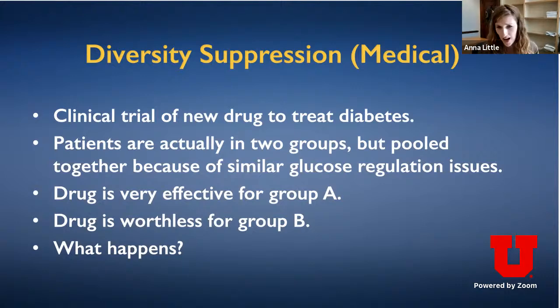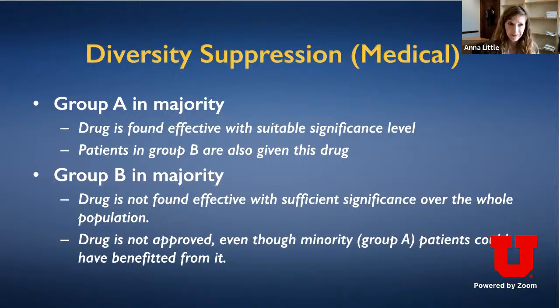What's going to happen in this clinical trial if those groups are really unbalanced? So let's say that group A is in the majority. So they comprise the vast majority of people in the study. Well, the drug is going to be found effective because it's working for the majority. And so patients in group B will be given this drug, even though it doesn't work for them. In the other case, if group B is the majority group and the drug does not work for group B, then the drug is not found to be effective. And it's not going to be given to anybody. It's not going to be approved, even though it may have worked very well for the minority group. So again, there are these two different ways where the minority group can lose.